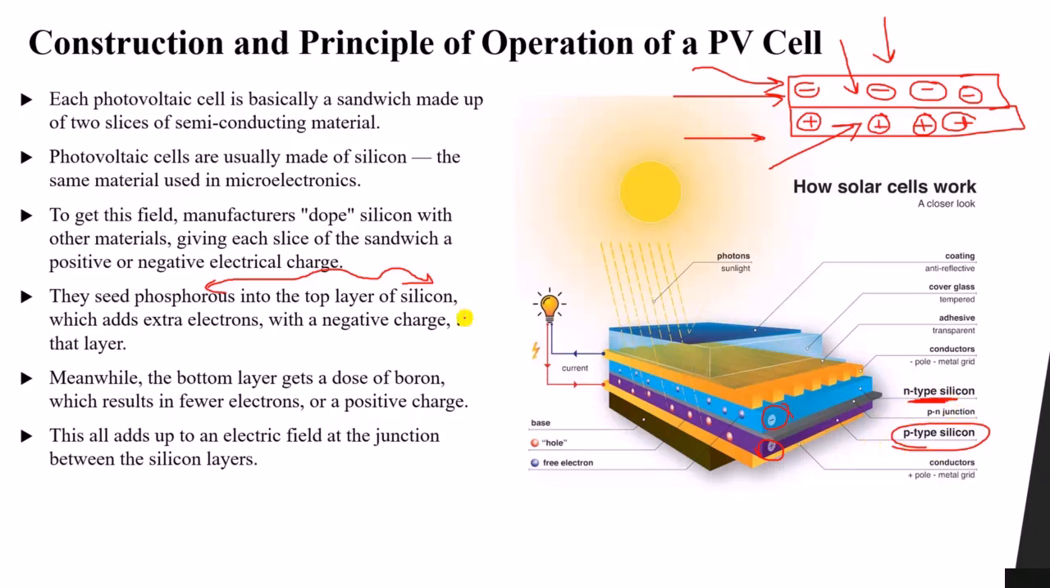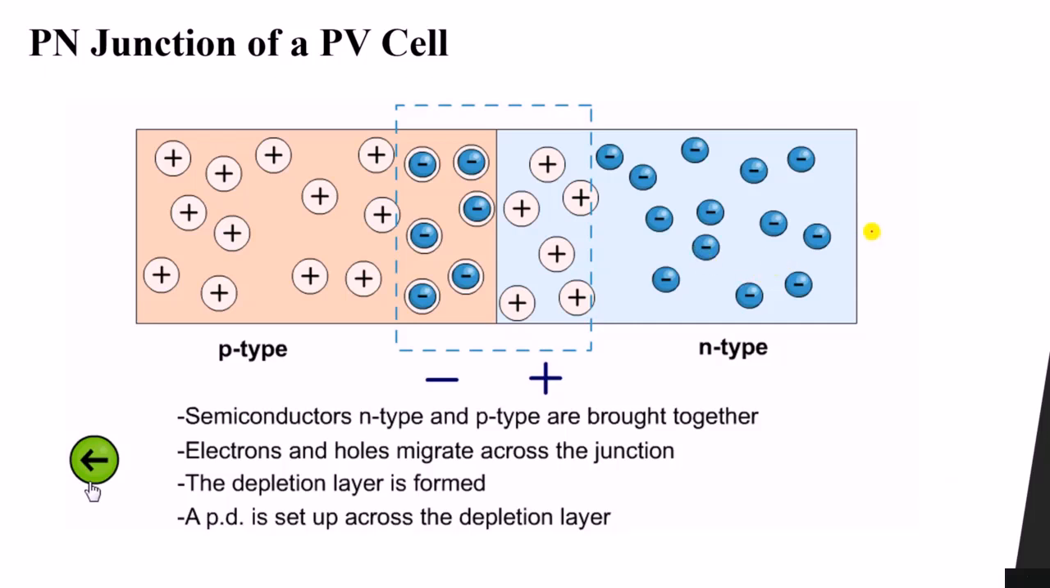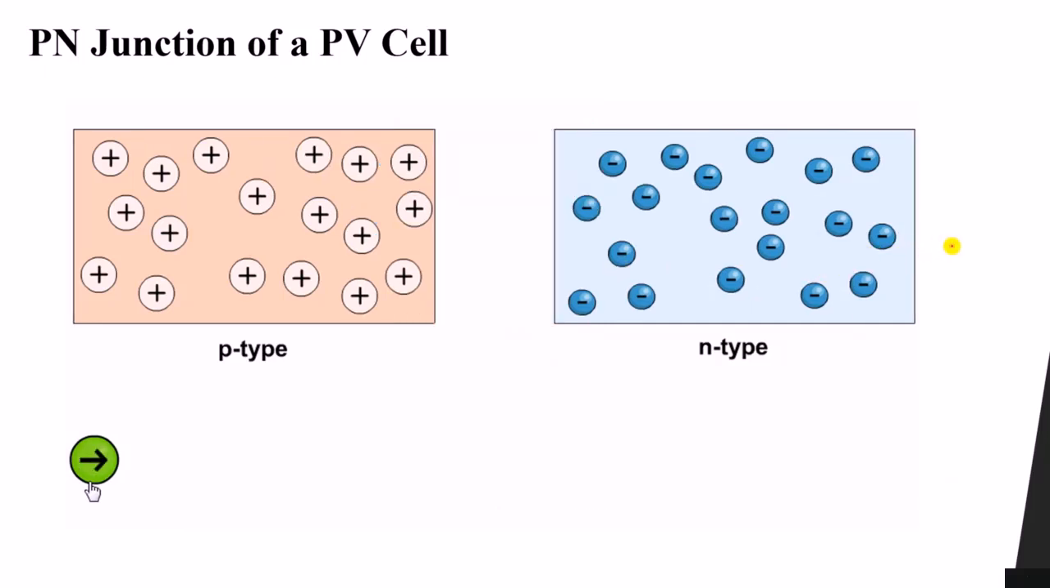So how did we achieve this? By adding phosphorus here and by adding boron here. Due to the chemical reactions, we will have excess electrons which are not connected to any atoms, and excess positive holes which are not connected to any atom. So let's see this in animation so that we can understand the idea.